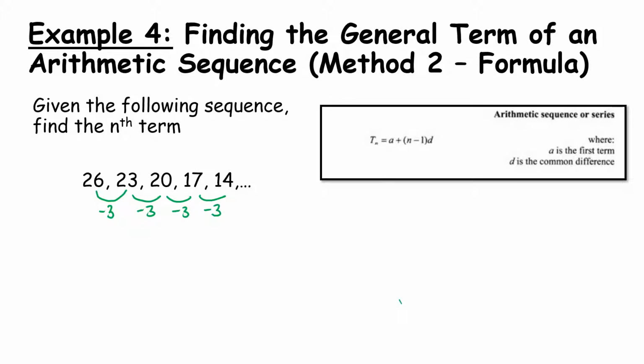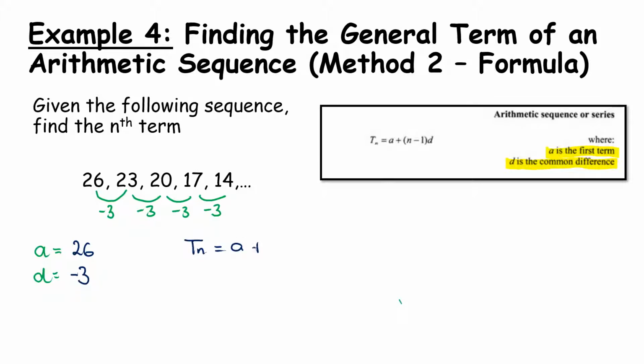They've said, just come back up here to my formula, that d is the common difference. So I need to work out a and I need to work out d if I want to use this formula. So my formula wants a, and my formula wants d. So a is the first term, which in this case is 26, and d is the common difference, which is minus 3.